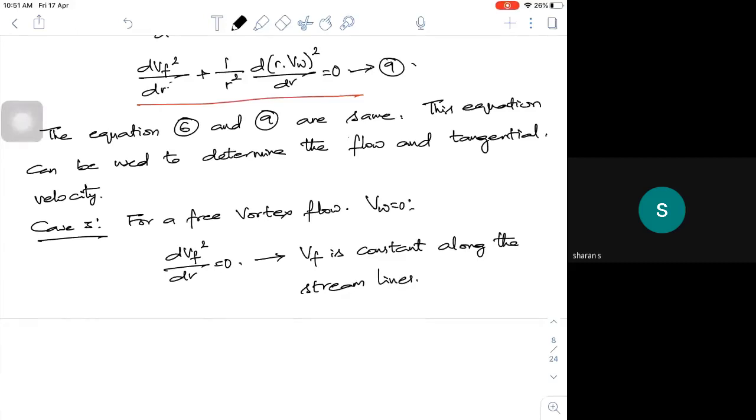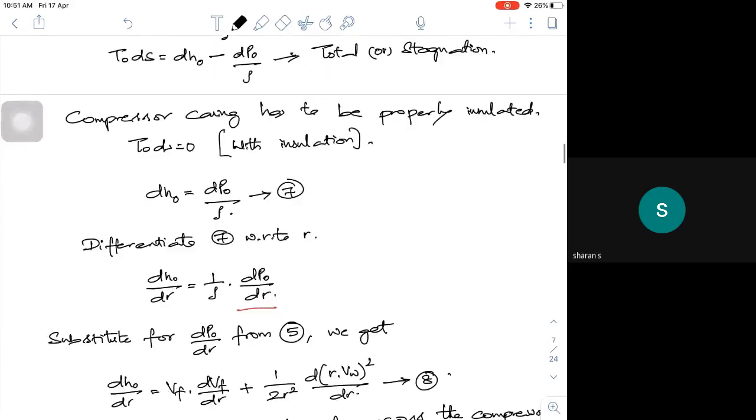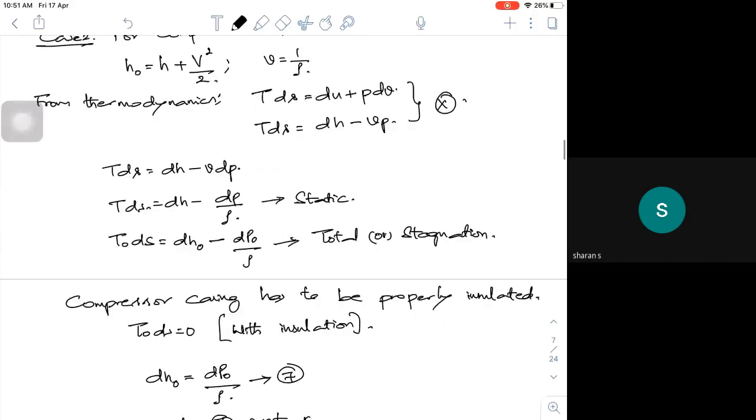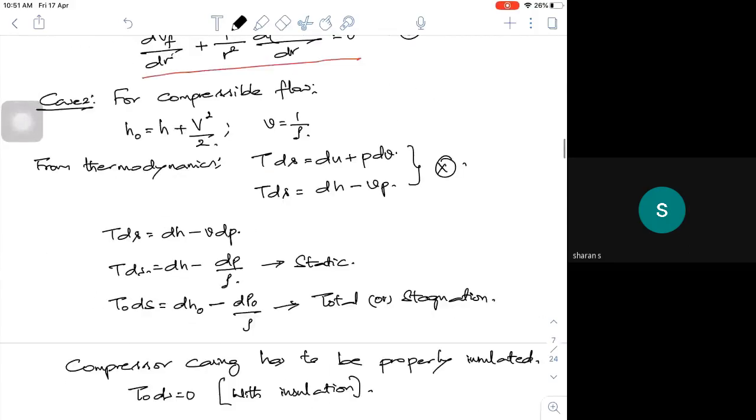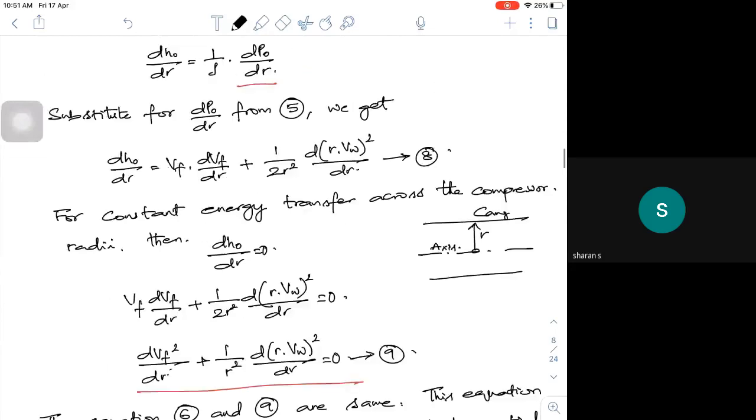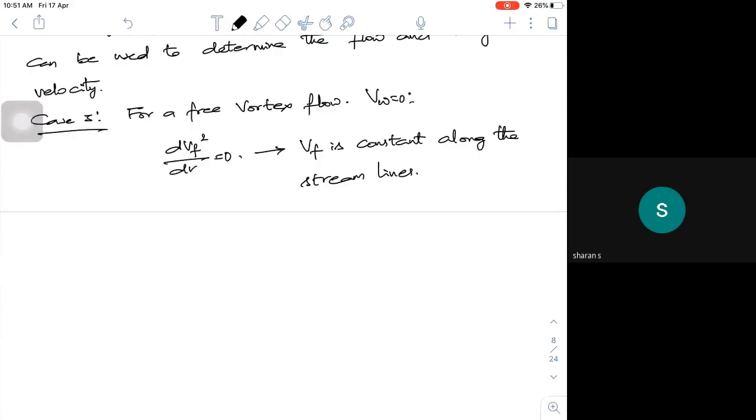So these are the special cases we looked at. Case 1 was with respect to an incompressible flow. Then we looked at the compressible flow where we considered the enthalpy equation. And case 3 is the simplest one, where I don't have any whirl component of the velocity, where your VW is equal to 0, so dVf square by dr is equal to 0. These are some of the very simple special cases which we looked at.